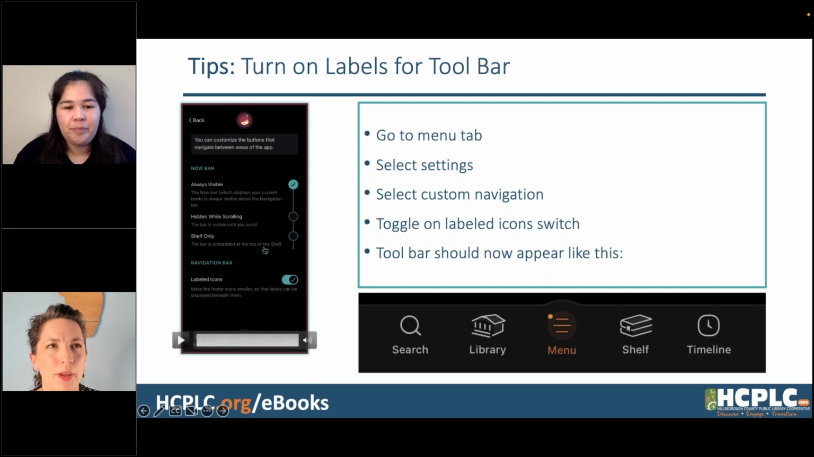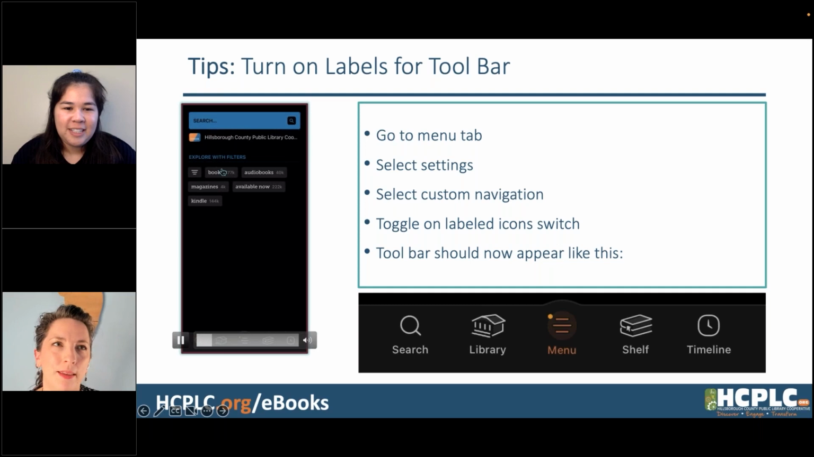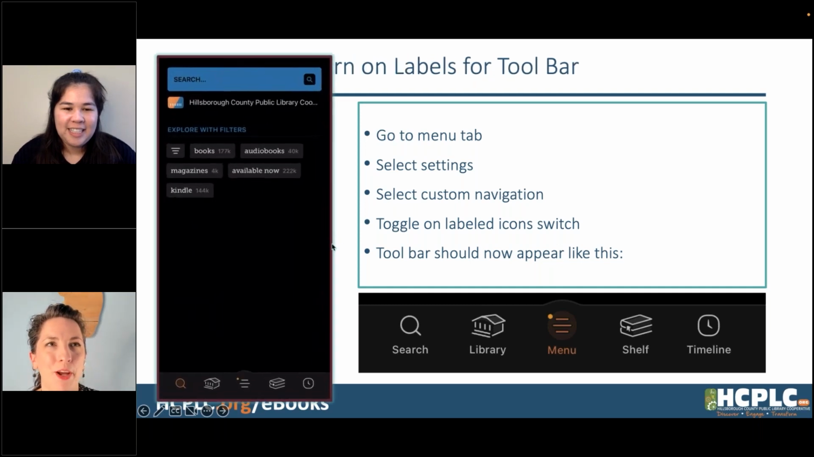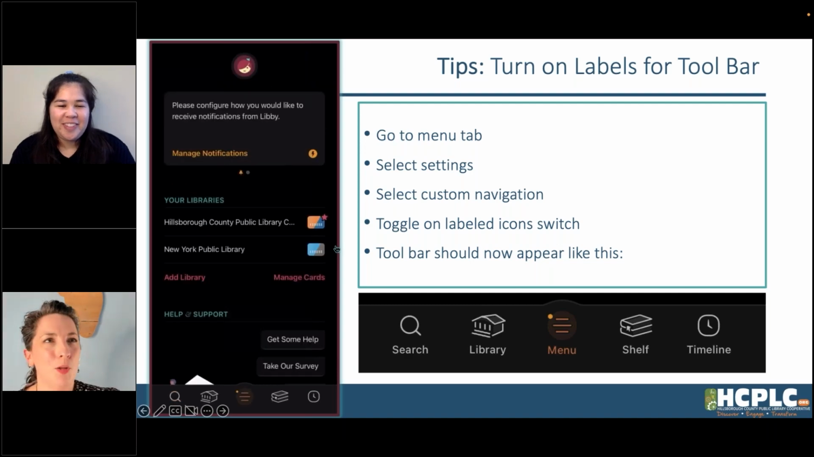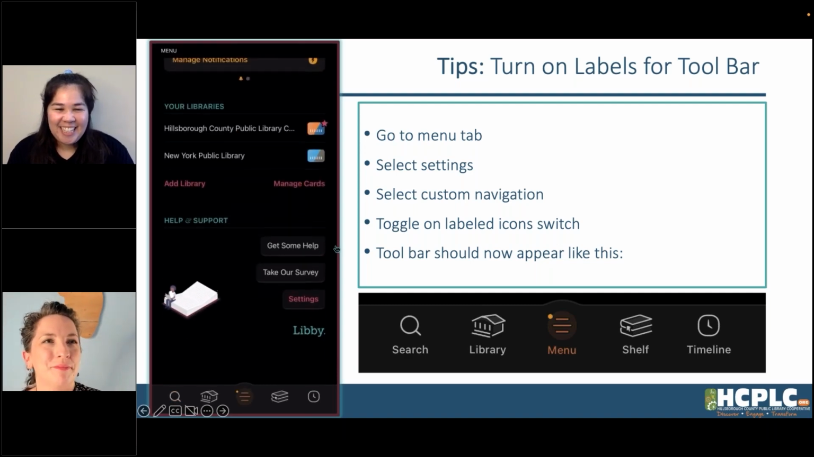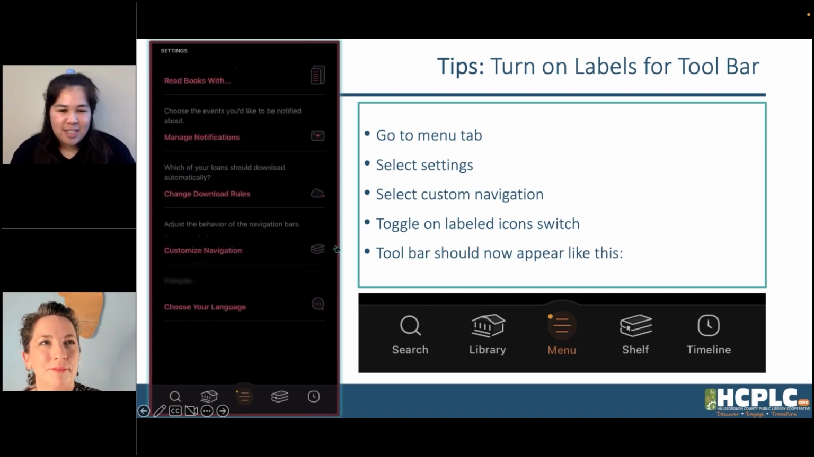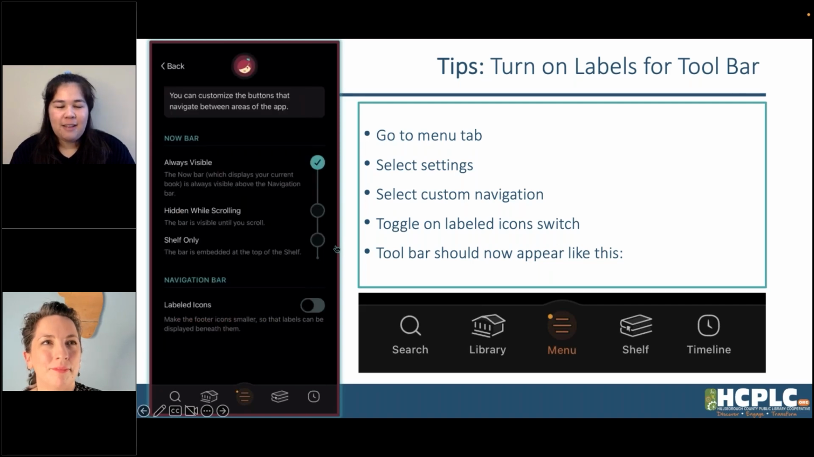Let's see if we can't make that bigger. It's supposed to get a little bit bigger for us. It's a little small. Doesn't seem to be cooperating. Oh, there we go. It is. Okay, so that'll give the folks at home a little bigger of a view there. So there you went to the menu, then to settings, customize navigation, and you toggle that on. And then that'll be on for you, so it'll be easier to know which icon means what and everything.